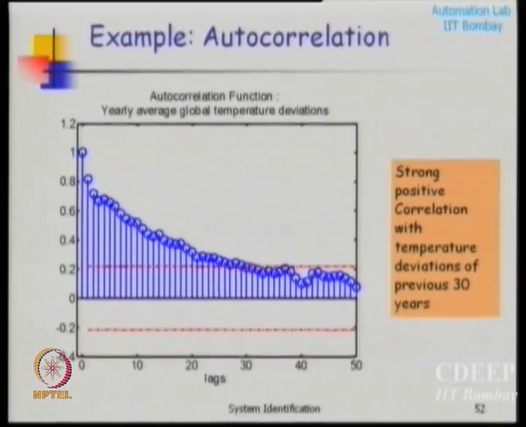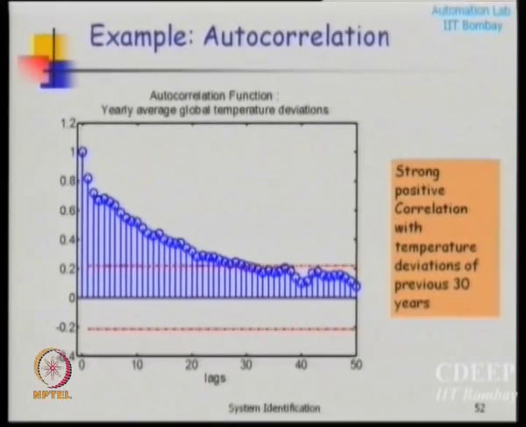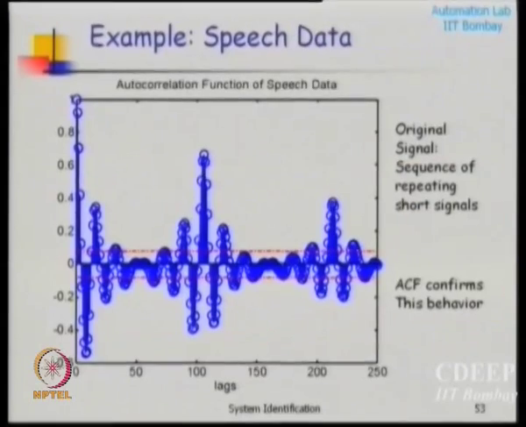When it is not white, we call it a colored noise. Why we call it colored, I'll come to that, or why we call white noise white noise.